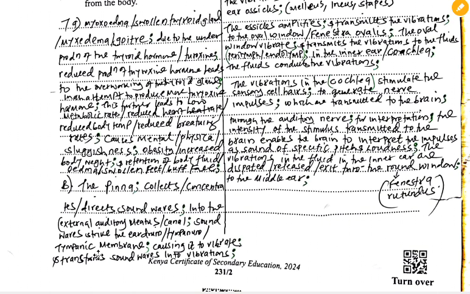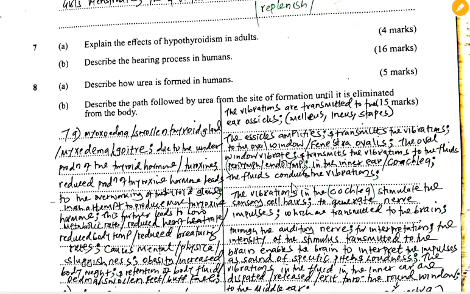Then the sound waves strike the eardrum, or the tympanic membrane, and upon striking it, it causes it to vibrate and transform sound waves into vibrations, and the vibrations are transmitted to the ear ossicles, which are the malleus, incus, and stapes. The ossicles then amplify and transmit the vibrations to the oval window, or the fenestra ovalis.